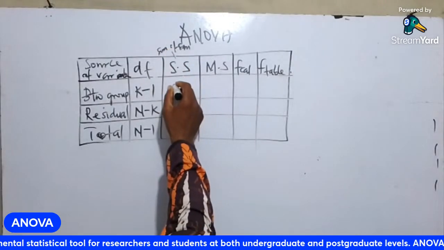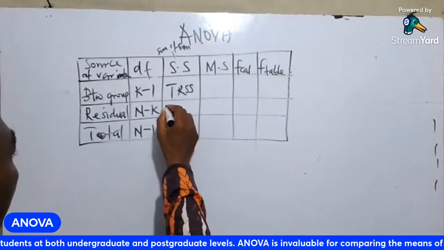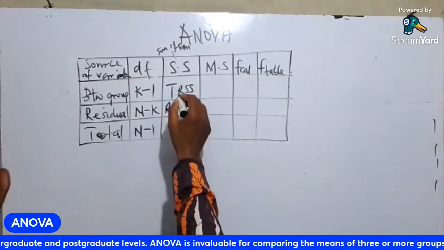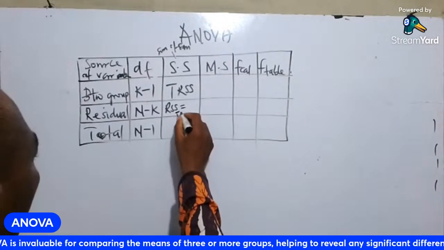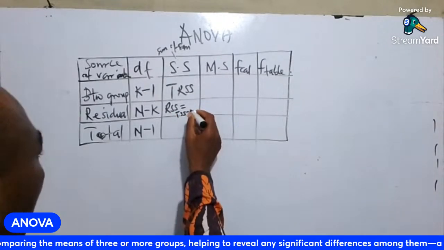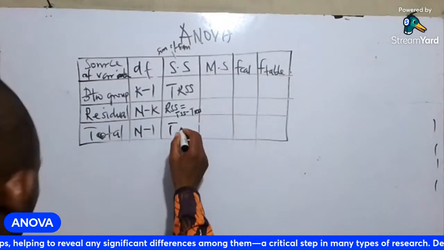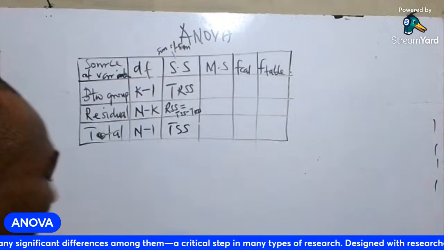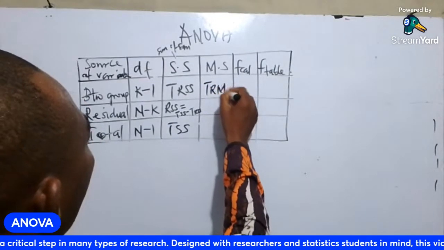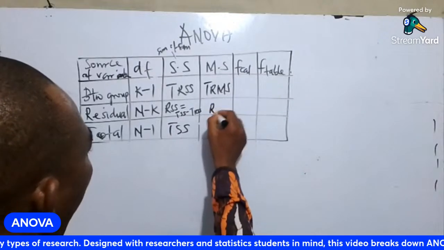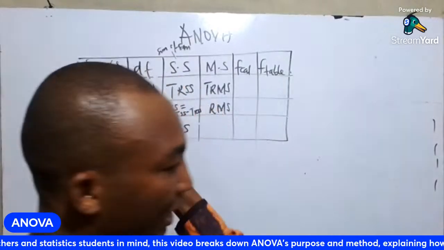Under the sum of the square, you have the TRSS, then under the residual that will be RSS, which equals TSS minus TRSS. Then you get your TSS here. Then here you get your TRMS, and then you get your RMS. Then you get your F calculated and your T calculated.